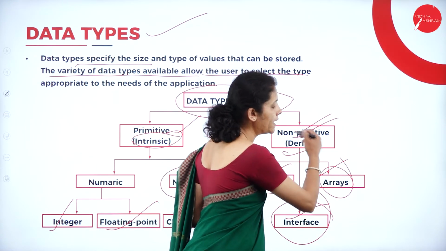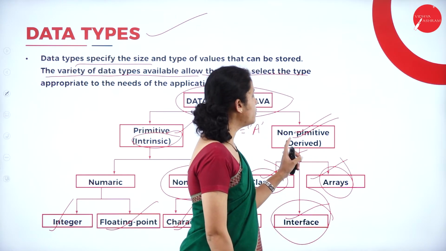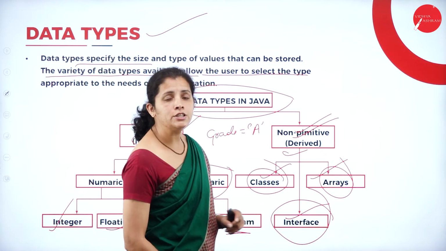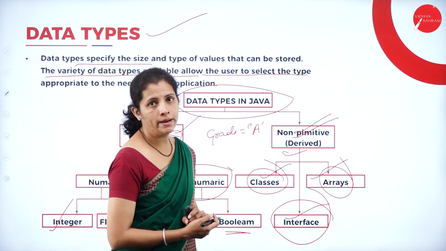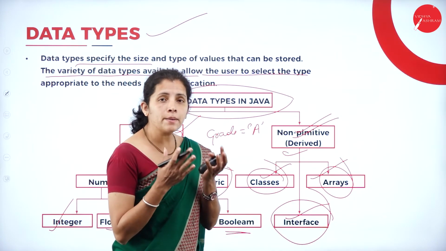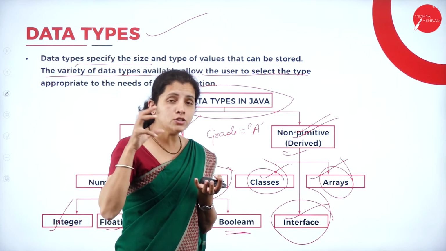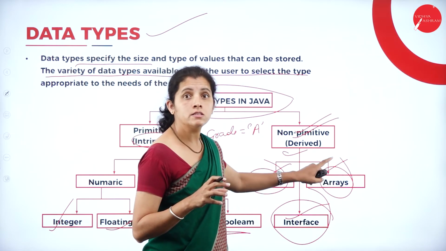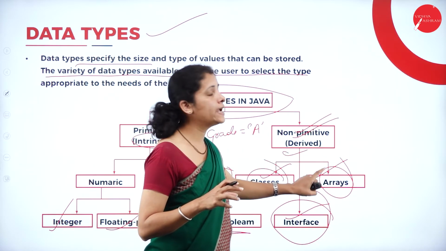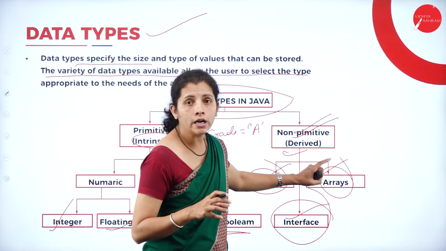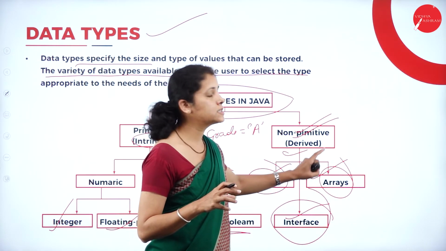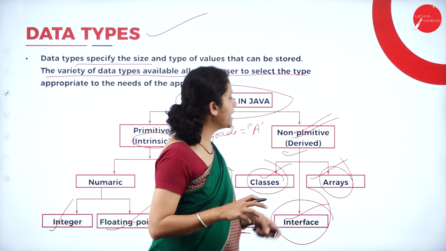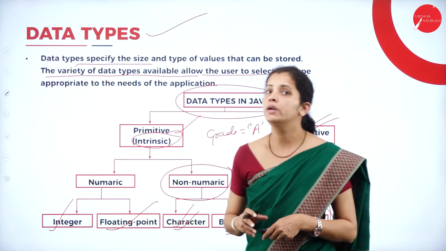Then what about array here? This is also an example for non-primitive data type, and it is a collection of homogeneous elements. That means it is capable of holding a collection of elements, and all the elements are grouped under the same name, and all the elements are stored continuously. So it uses continuous memory allocation. And these three are the examples for non-primitive data type.